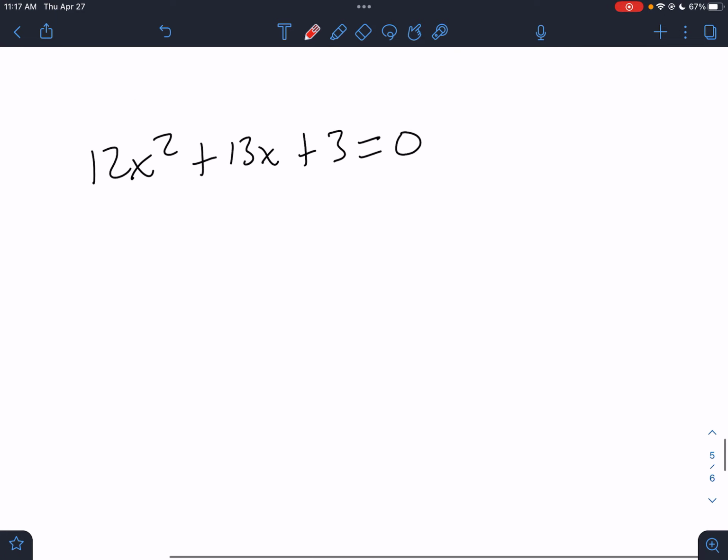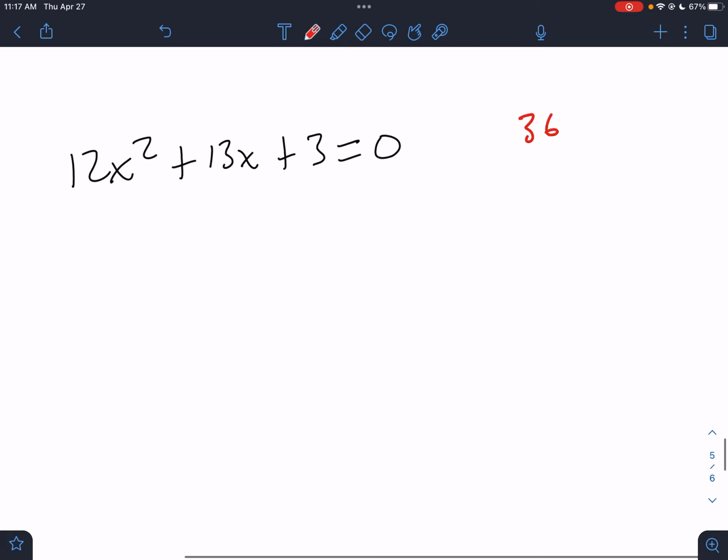Next question. 12 times 3 is 36. I want the factors of 36. They have to add to 13. So that's going to be 9 times 4. Now this one's even tougher. Ooh, it's 12. So I'm going to go through all the options.